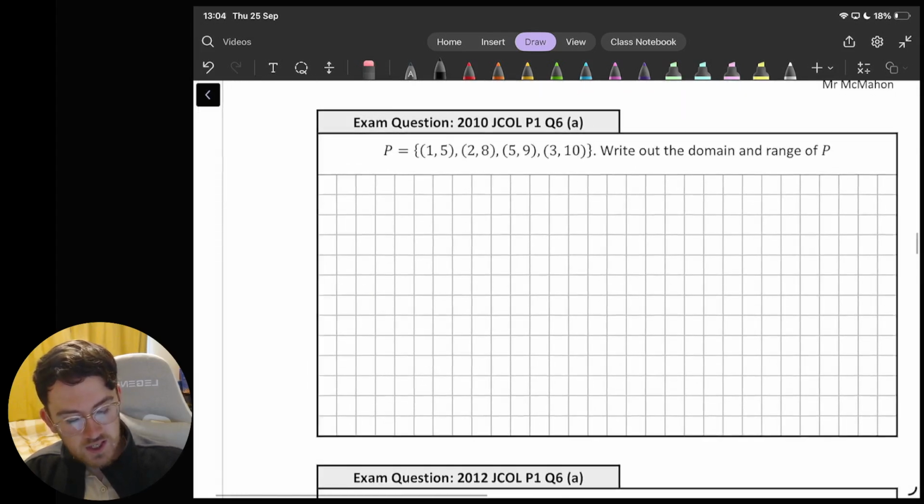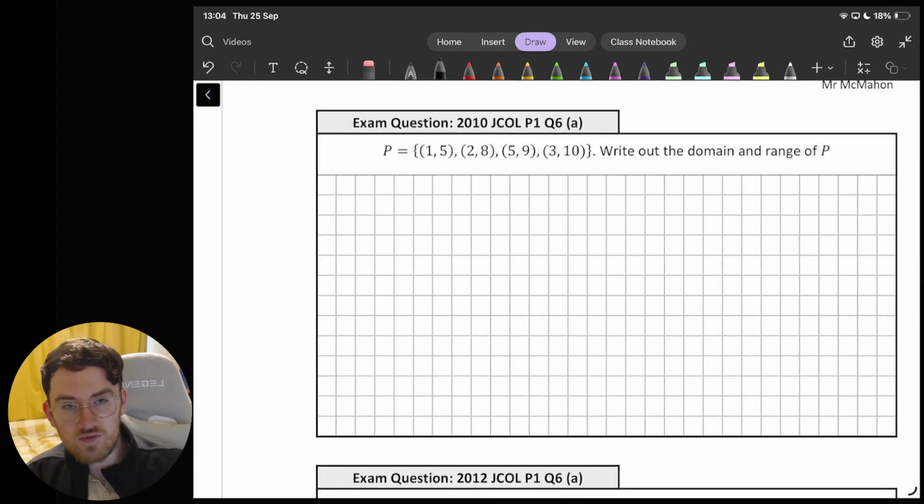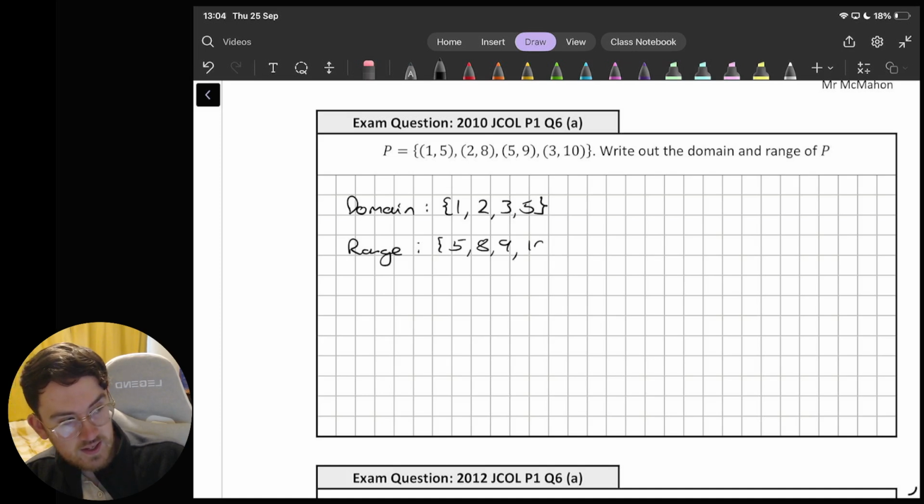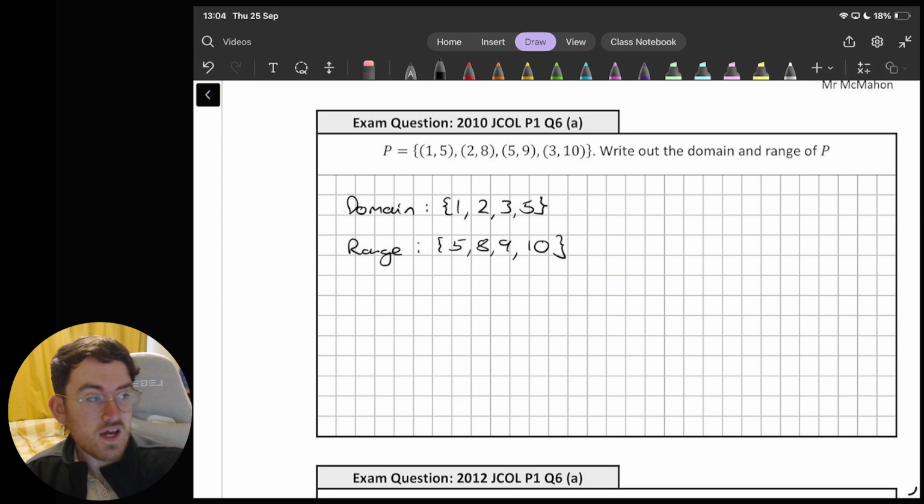So for this function, the range and the codomain are actually the same. Looking at another example, we're asked to write out the domain and the range of this function, which is written out as couples. The domain, as we've said already, is the inputs, the x values. So we're looking at 1, 2, 3, and 5. The range is the set of outputs, the corresponding y values, so 5, 8, 9, and 10. I don't know what the function is here. They haven't given me that information. I could possibly work it out, but I'm not asked to.